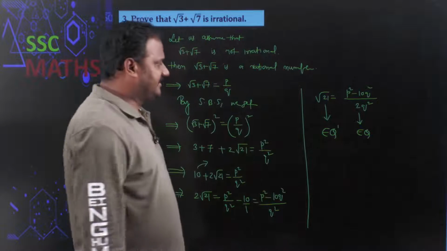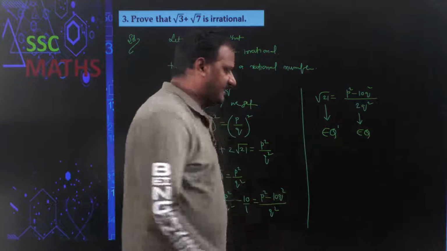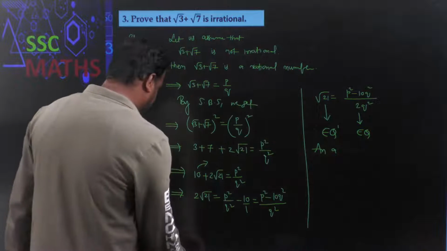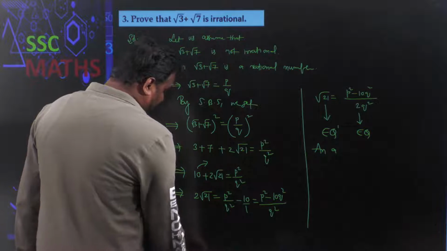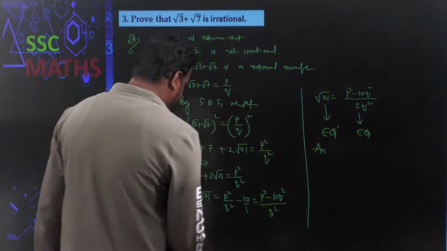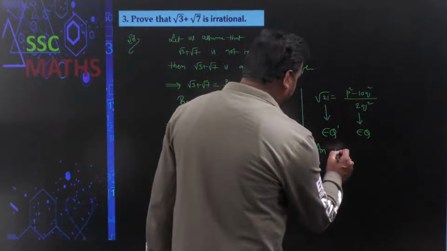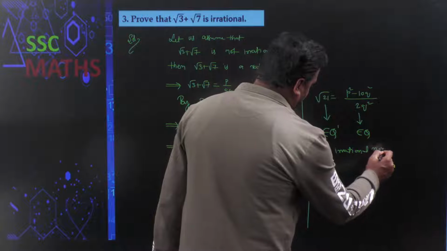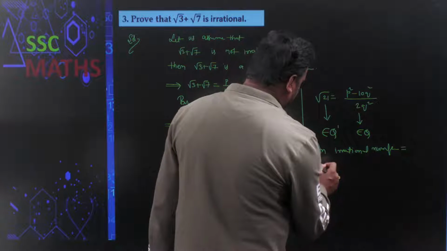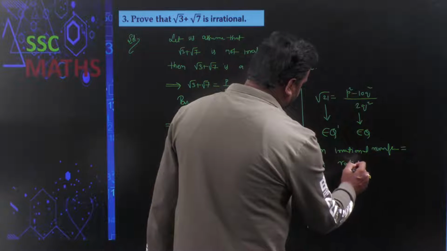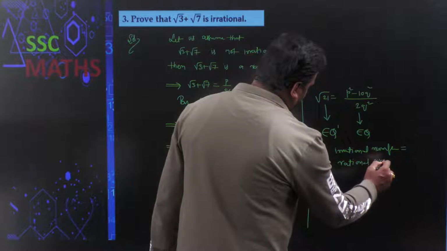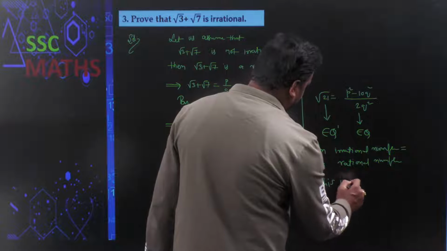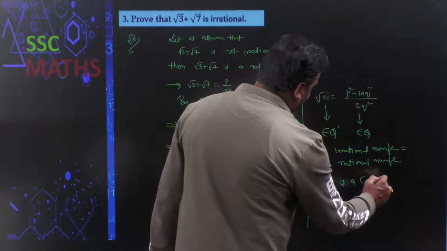Now what did you get here? An irrational number is equal to a rational number. So irrational number equal to rational number means, what is your conclusion? An irrational number is equal to a rational number. So this is absolutely wrong. So this is a contradiction. What is it? This is a contradiction.